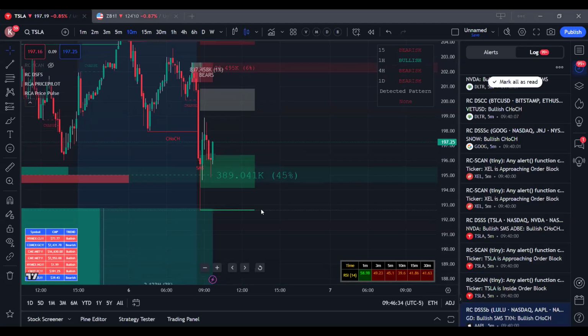PLTR is moving very good. It's moving very, very good. So I sold the 200 put and bought the 195 put for Tesla for August 16th.